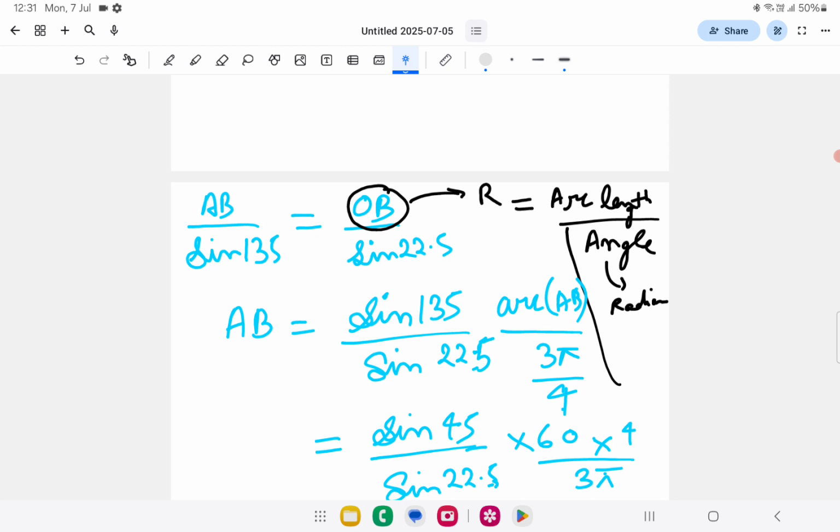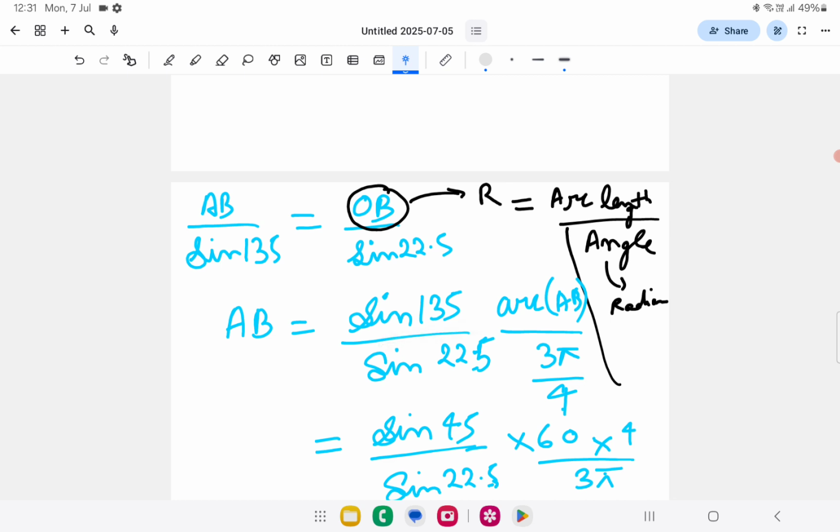So you may find it, but in this question my objective was to make you familiar with the sine rule. So by using sine rule, we can write AB upon sine 135 is equal to radius upon sine 22.5, and radius can be written as arc length upon angle. So AB is equal to sine 135 upon sine 22.5 into radius, that is arc length AB upon angle. The angle must be written in radians, because in this formula we use the angle in radians, that is 3 pi by 4. 135 degree can be written as 3 pi by 4.